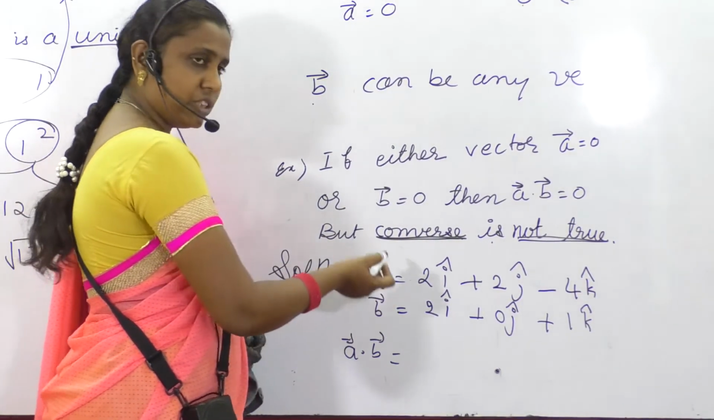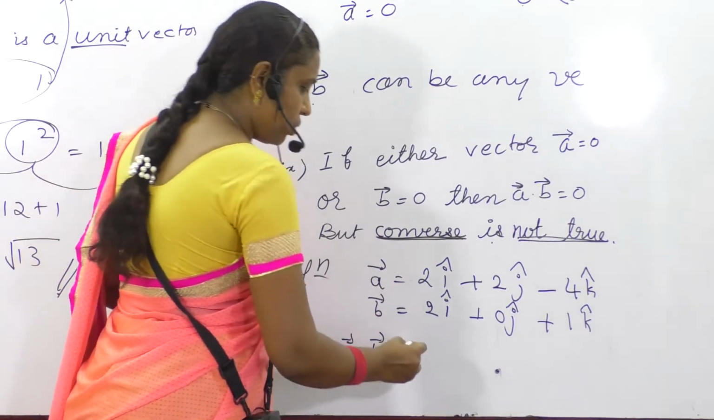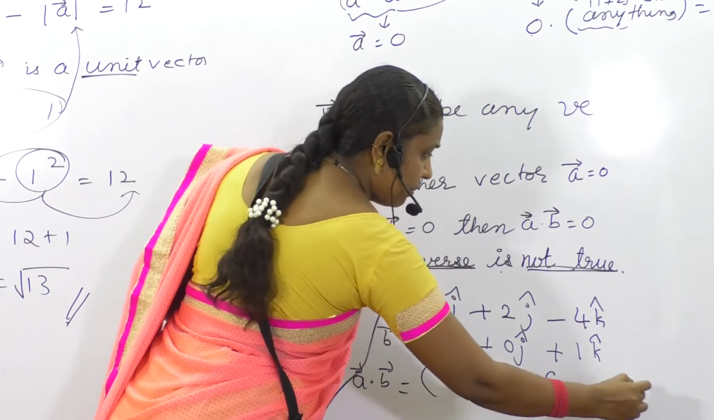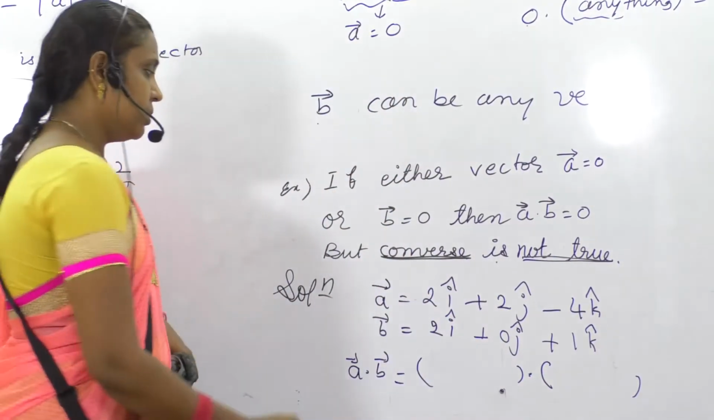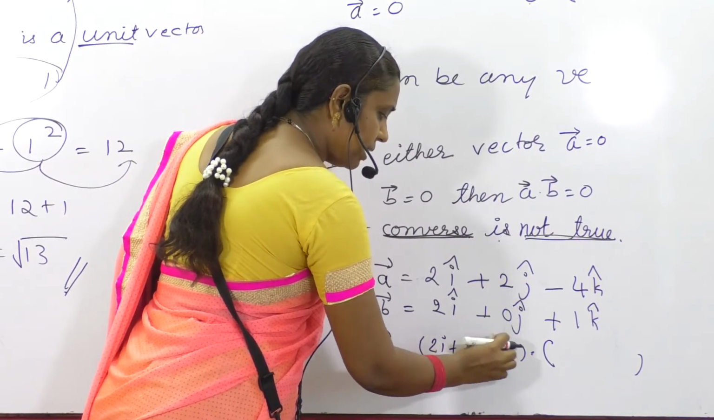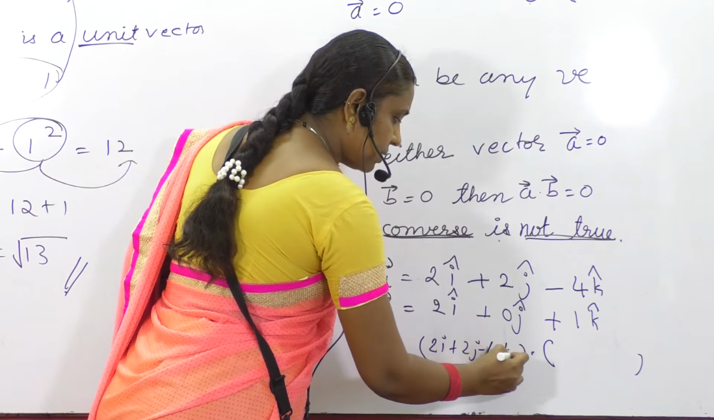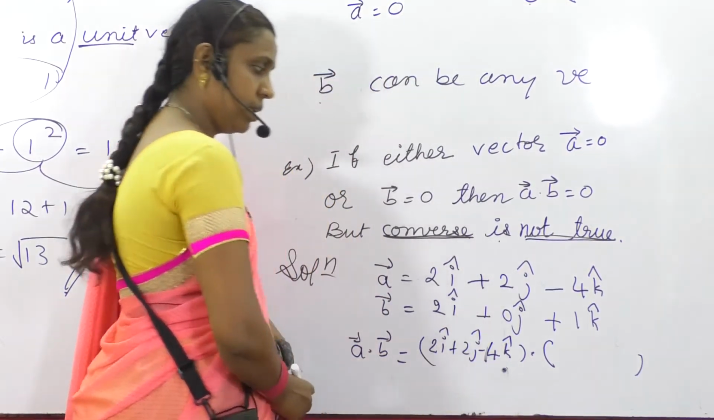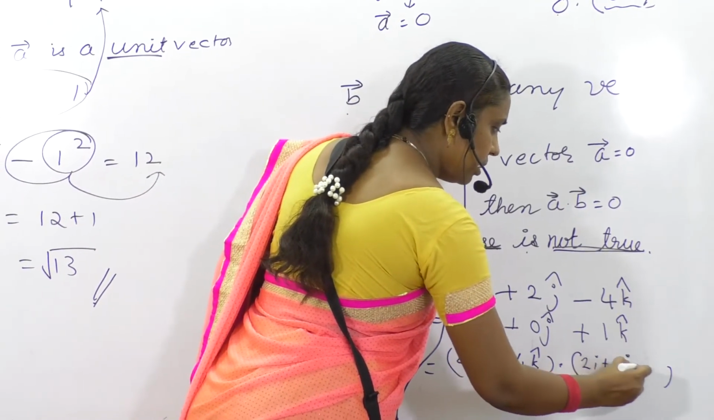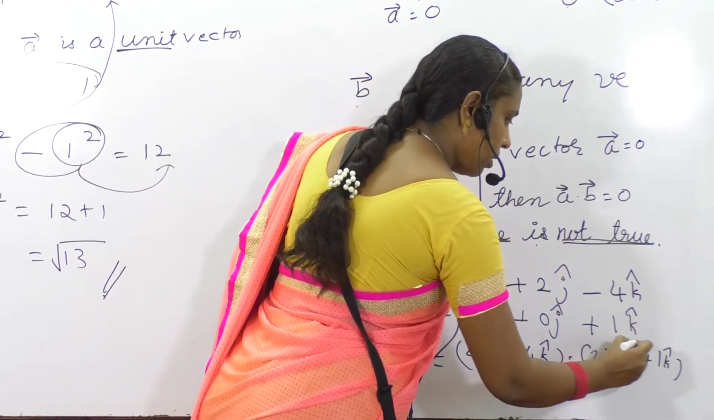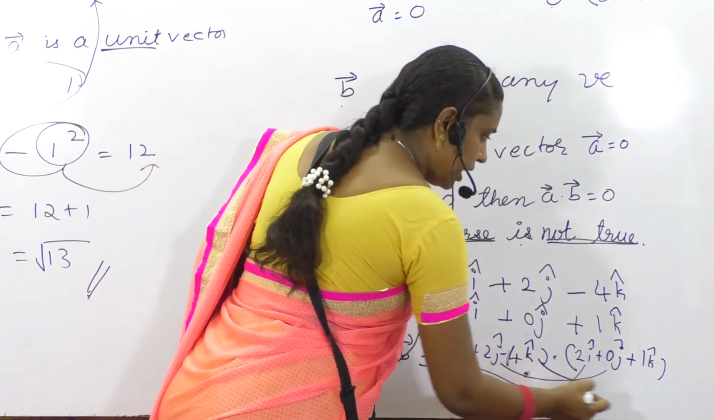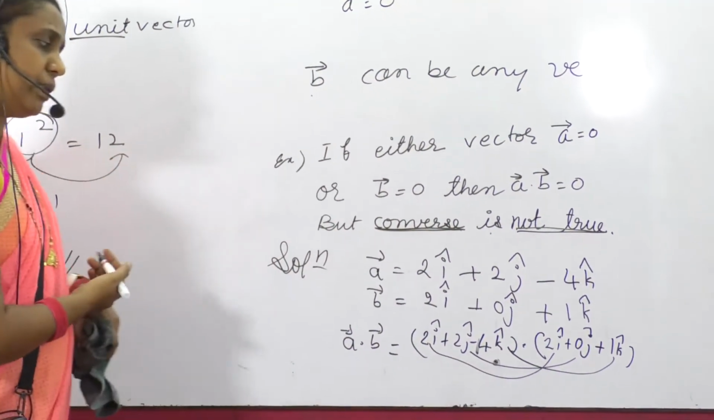A dot B. So shall we go by the simple method? What we have to do is write vector A here, dot, vector B here. So what is vector A? 2i, 2j minus 4k it is. Next is 2i plus 0j plus 1k. Okay, let us check. Dot product means i to i, j to j, k to k, the multiplication you need to perform.